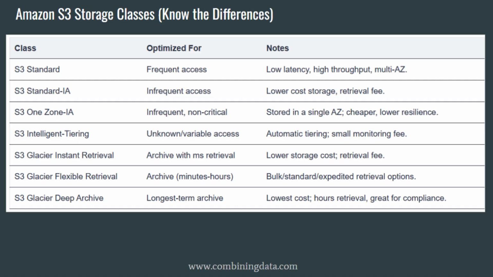For the exam, remember this rule of thumb. If the question mentions frequent access, think S3 Standard. If it mentions infrequent access but fast retrieval, think Standard IA or One Zone IA. If access patterns are unknown, think Intelligent Tiering. If it mentions archives, long-term retention, or compliance, think S3 Glacier or Glacier Deep Archive.